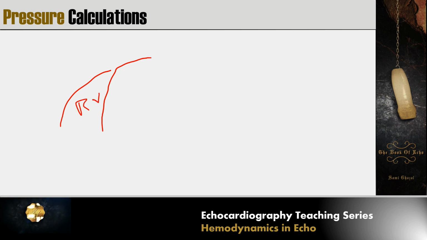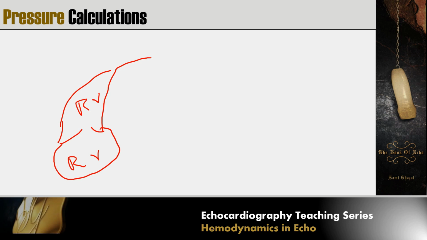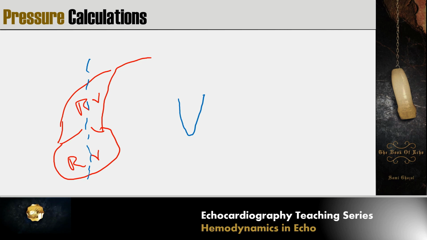This is the RV, and this is the tricuspid valve here, and this is the RA. And if we put a CW or continuous wave Doppler here, we will get, let's say, a regurgitant spectral Doppler, and we can measure the pressure gradient utilizing the Bernoulli equation. It means that the difference of pressure between the RV and RA is such. Let's assume the velocity here is 3 meters per second.